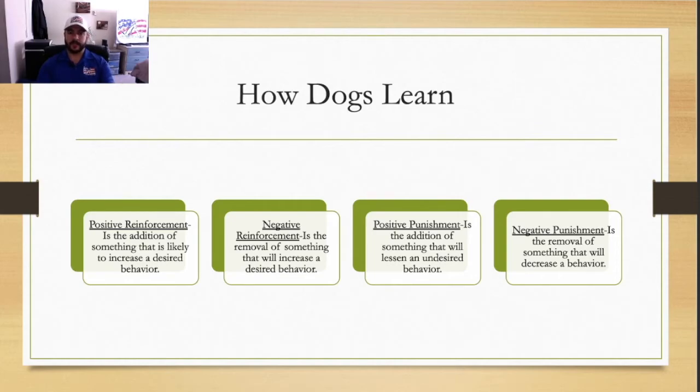That is the negative part. So that is negative reinforcement. So positive punishment is the addition of something that will lessen an undesired behavior.